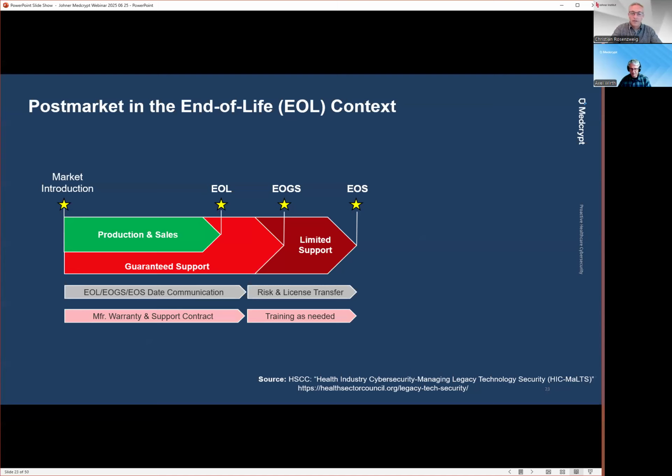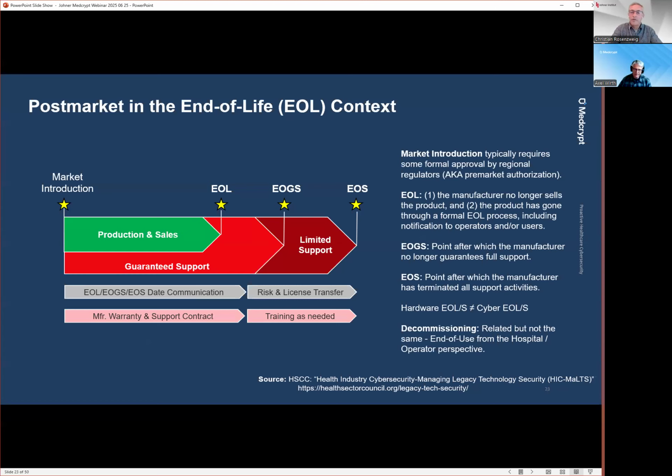You typically warranty and your contracts end. And again, that is then taken over by your customers. Couple of key terms here. End of life is when you no longer produce and sell the product. End of guaranteed support, which is the point after which you no longer guarantee full support. And then the end of support is total termination.